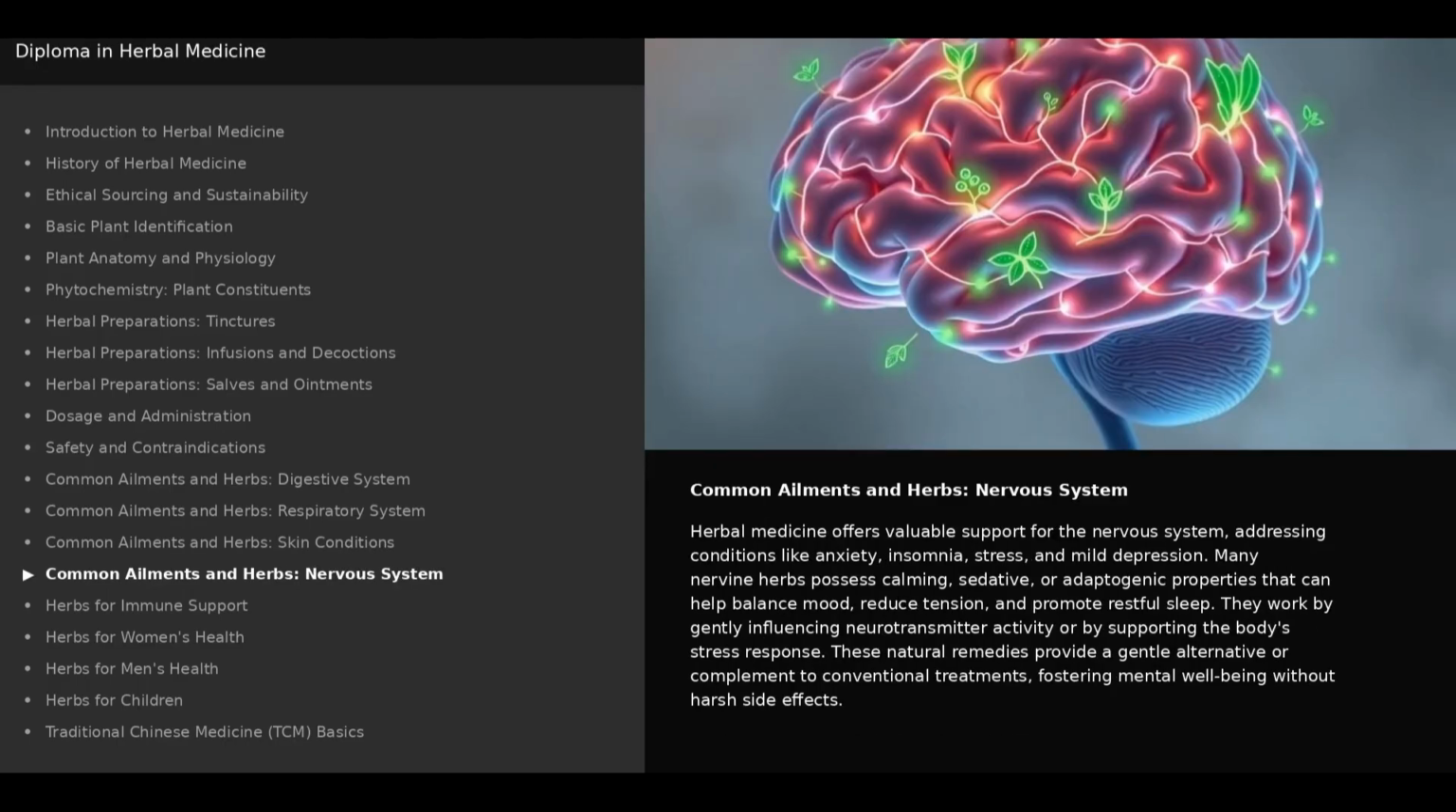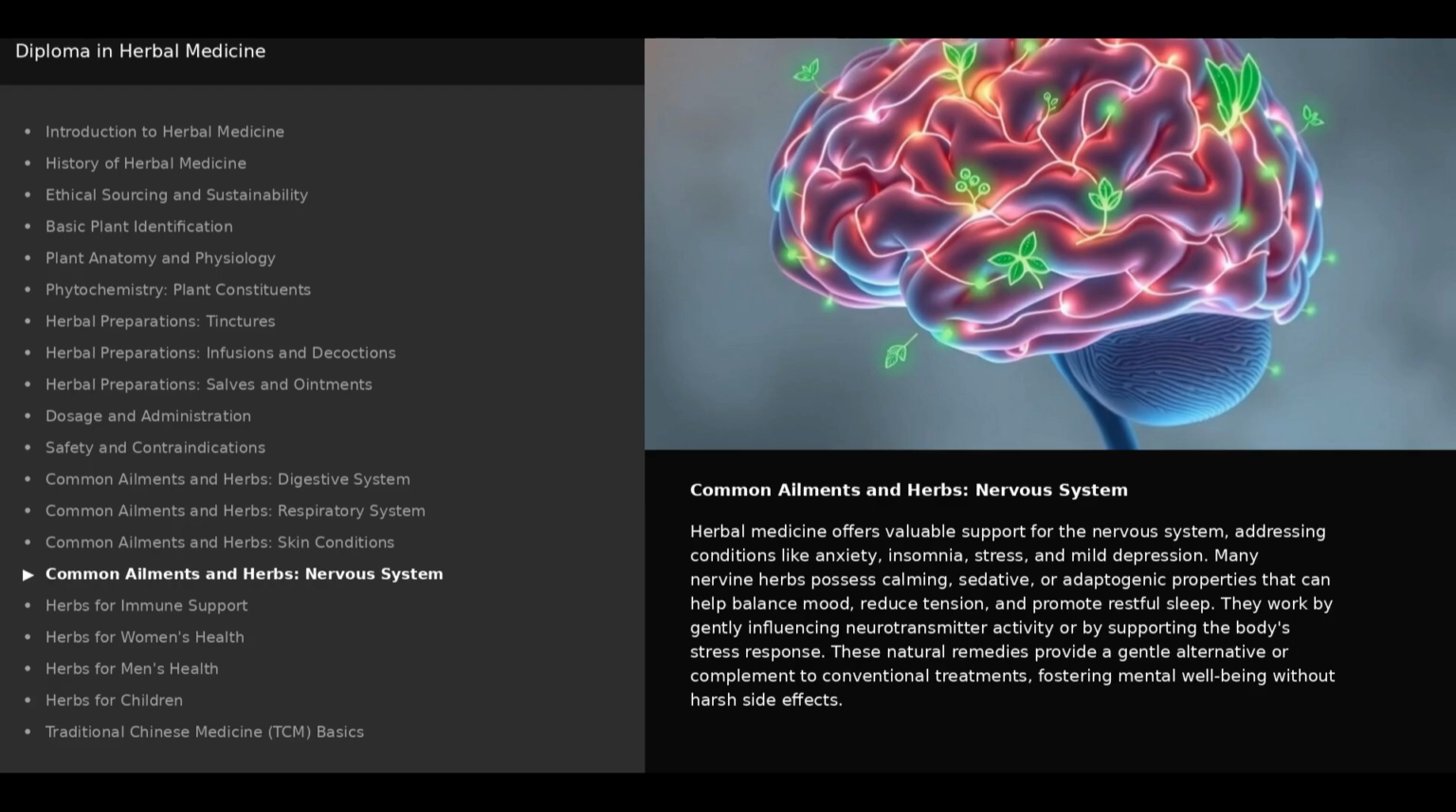Common ailments and herbs. Nervous system. Herbal medicine offers valuable support for the nervous system, addressing conditions like anxiety, insomnia, stress, and mild depression. Many nervine herbs possess calming, sedative, or adaptogenic properties that can help balance mood, reduce tension, and promote restful sleep.